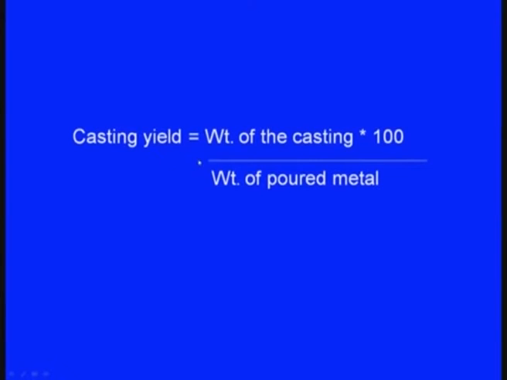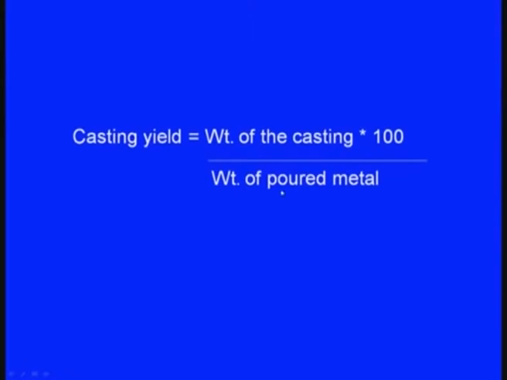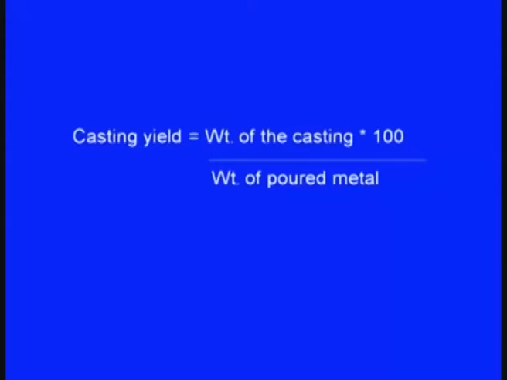This is the definition for the casting yield. Casting yield means the ratio of weight of the casting divided by weight of the poured metal, multiplied by 100. Remember that weight of the casting is not equal to the weight of the poured metal. If the weight of the casting is 100 kgs, we always pour more than 100 kgs, maybe 125 kgs or 130 kgs. So, weight of the poured metal is always greater than the weight of the casting. So, this is the casting yield.